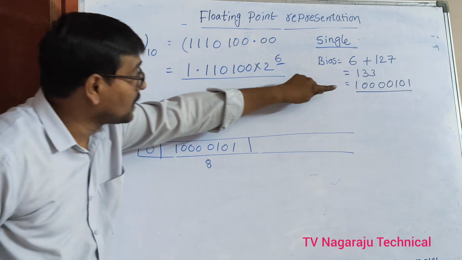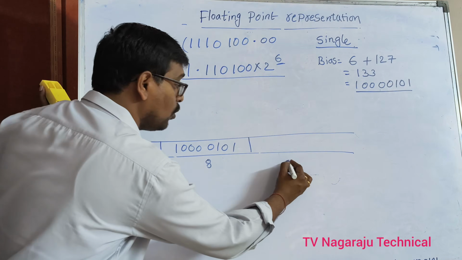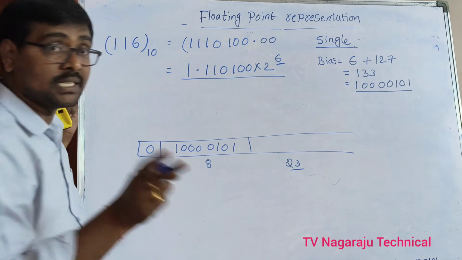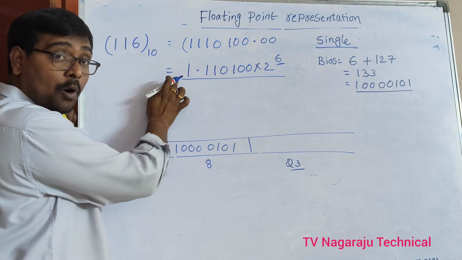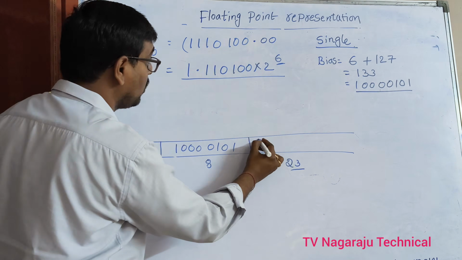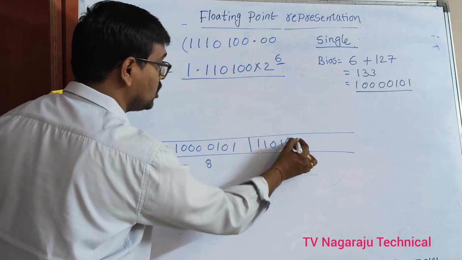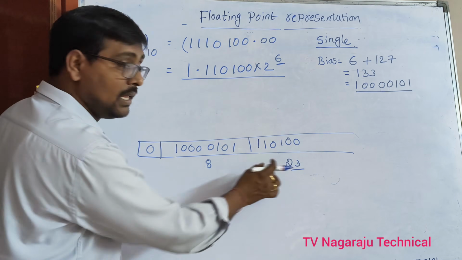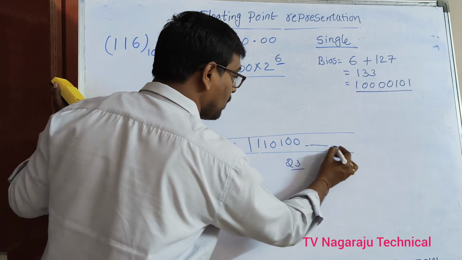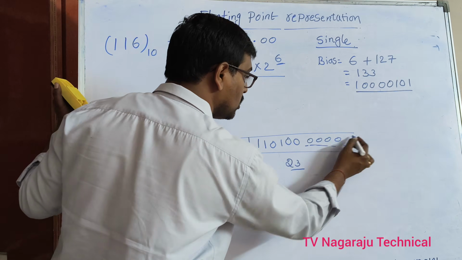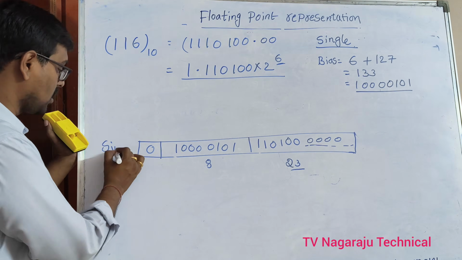Clear? I represented the biased exponent, followed by 23 bits of mantissa. Ignore the 1 before the decimal point. What you need to represent is 110100. The 23 bits are not completed, but that is not a problem. Simply the remaining bits are 0s. This is the single precision representation.